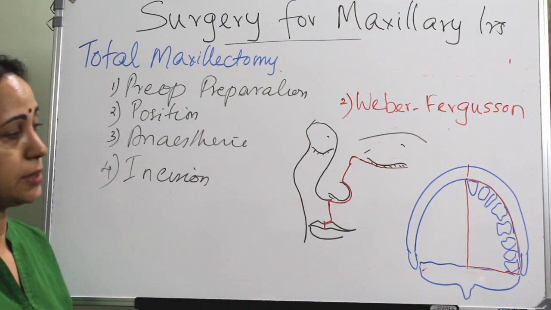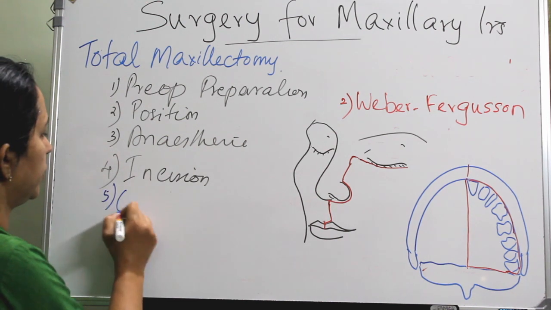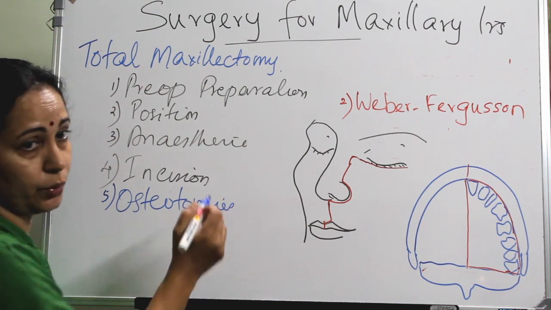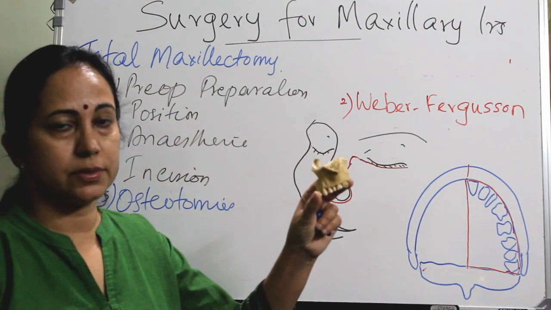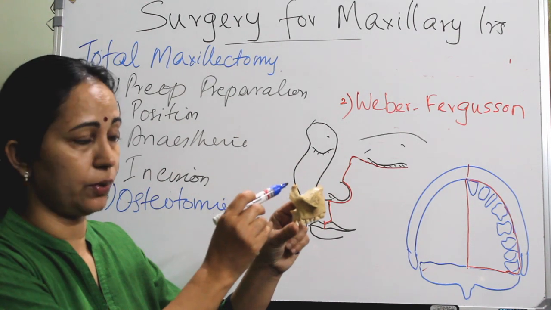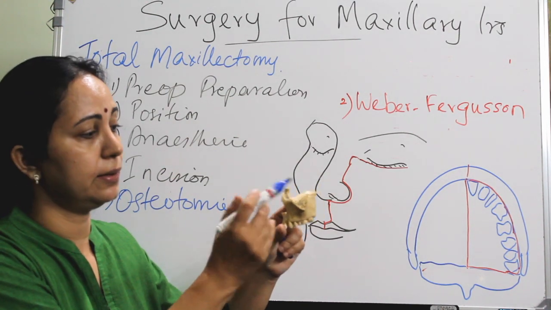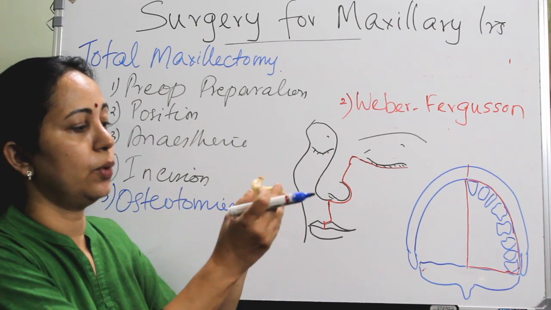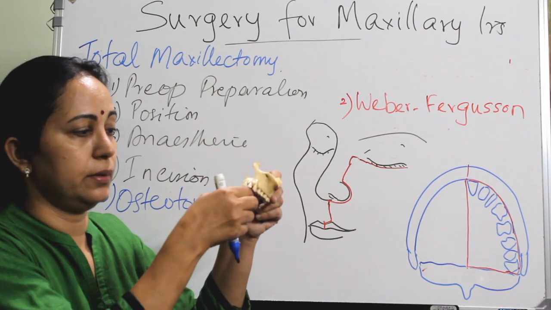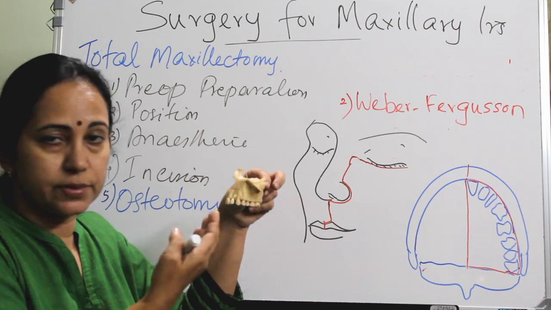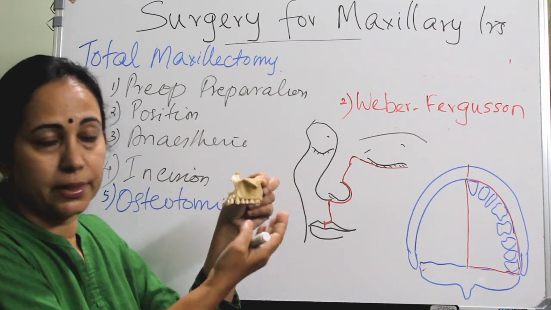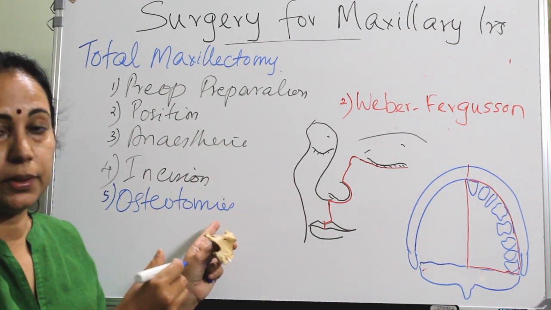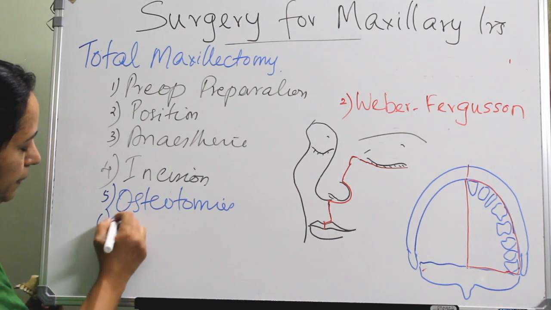First Weber-Ferguson incision, then comes osteotomies. Now you know the osteotomies. With this it is very clear. I already told there is one at the frontal process of maxilla. Here comes the orbit now. Frontal process of maxilla, body of zygoma, then through the nose, transection of the palate, and then it is freed from the pterygoid plates using curved scissors. And after osteotomy, there is completion of the resection.